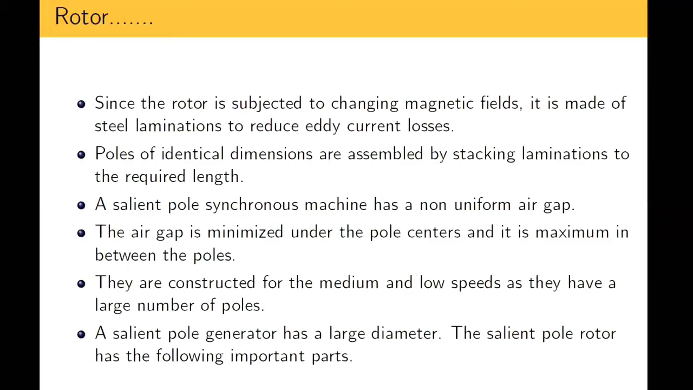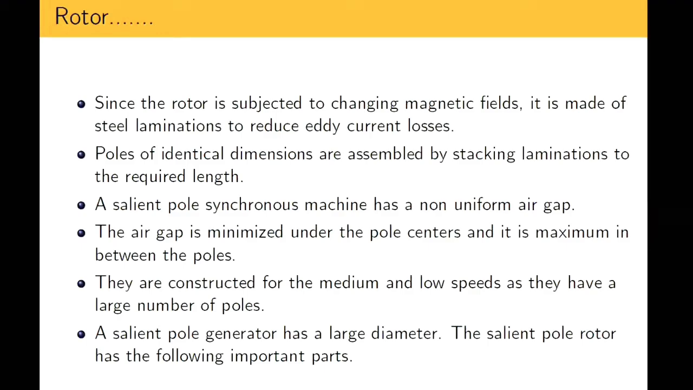First, let us try and understand the rotor once again. Since the rotor is subjected to changing magnetic fields, it is made of steel laminations to reduce eddy current losses. Right, changing magnetic fields and eddy current losses, and poles of identical dimensions are assembled by stacking laminations to the required length. The laminations are stacked together, then they will be trying to form the pole.